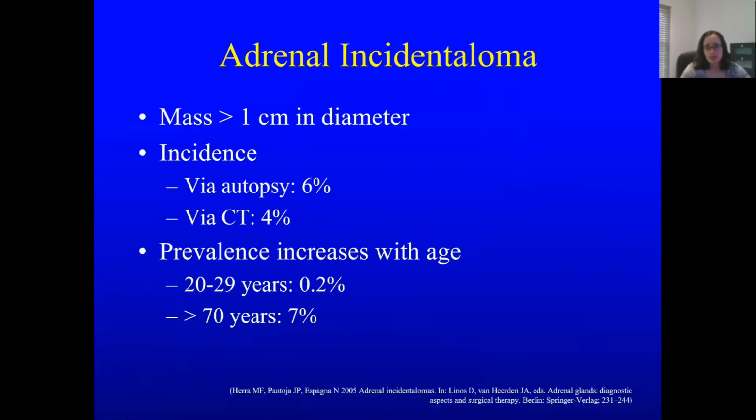Okay, so let's move on then to an adrenal incidentaloma. What is an adrenal incidentaloma? It's a mass greater than 1 centimeter in diameter. We often find these on autopsy, about 6%. About 4% are found via CAT scan. The prevalence increases with age. In younger people, 20 to 29, the prevalence is about 0.2%. And then in older people over 70, you see them in at least 7% of people.